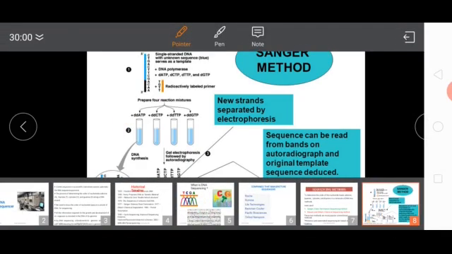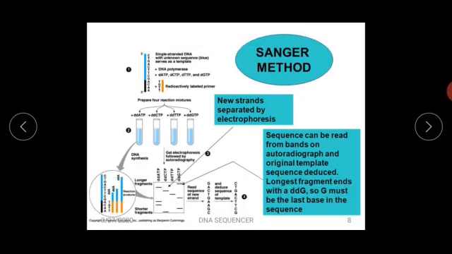Thus, we can have a look here at the first tube. ddATPs will give us those sequences which get terminated at the base A. ddCTPs will give us the sequences which get terminated at the base C. After the reaction has completed, the DNA synthesis products are shown after gel electrophoresis followed by autoradiography.